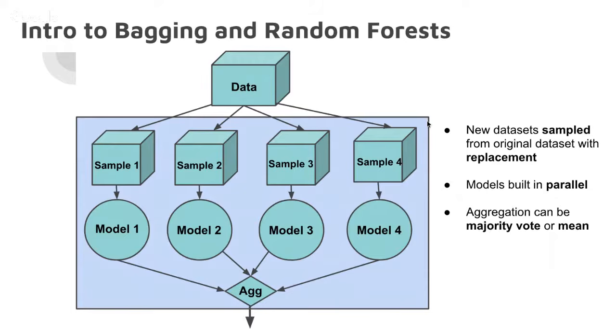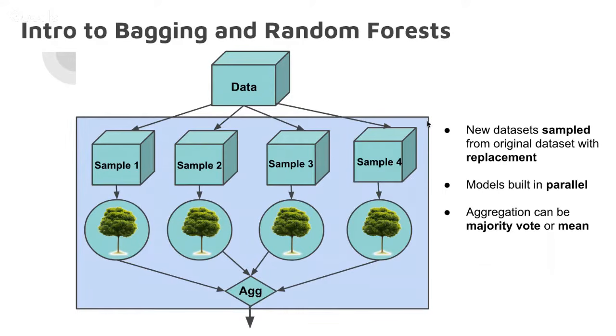If we're doing classification here, we'll take the majority vote from all the models as our final answer, or if we do regression, we'll usually take the mean. So just to keep in mind, we are building models in parallel. That's the general idea behind bagging. Random forest is just that, but with trees.